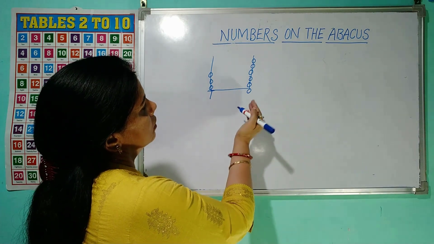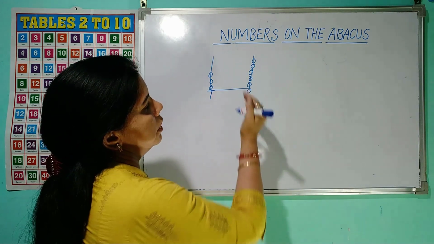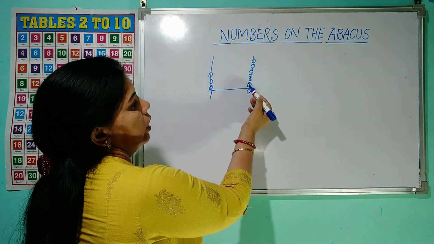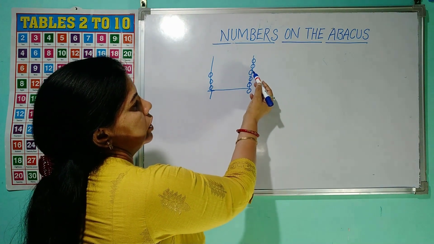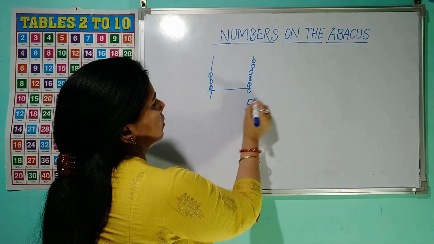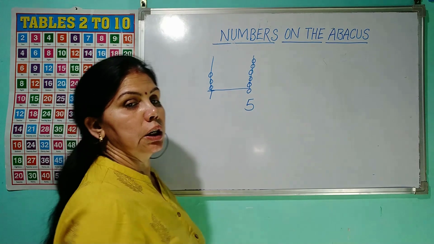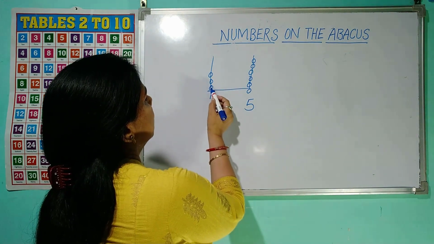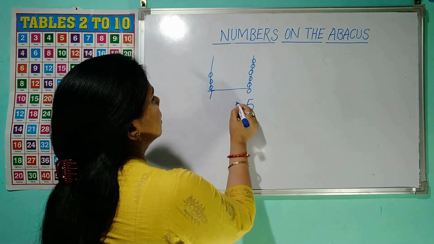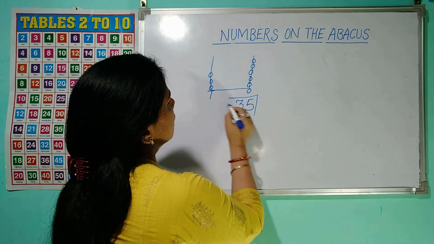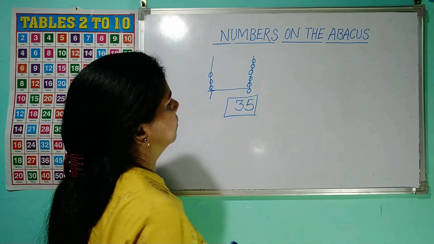Look in this abacus. How many beads in one spike? 1, 2, 3, 4, 5. How many beads in 10 spikes? 3. 1, 2, 3. We get number 35.